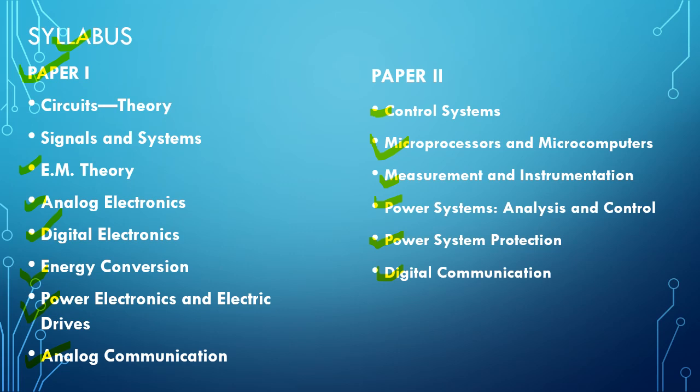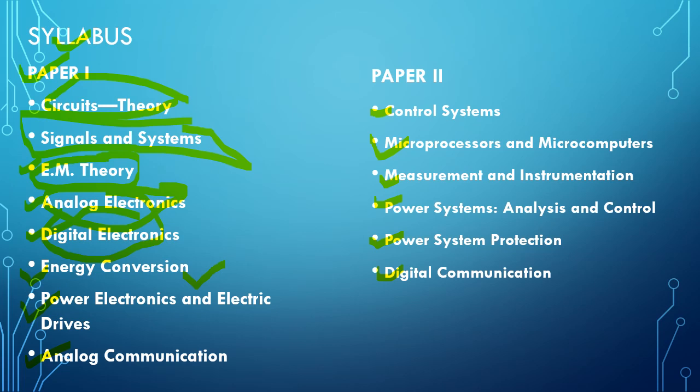If you see the common subjects between electronics and electrical engineering, you will find circuit theory, which everyone studies for electrical and electronics. Signal system is again a common subject for these two branches. EM theory is also common. Analog also, digital also. Energy conversion is purely for electrical. Power electronics we studied in our time, but I think now it is not there; maybe sometimes they choose it as an elective. Analog communication is obviously an electronics subject, but electrical students also study it.